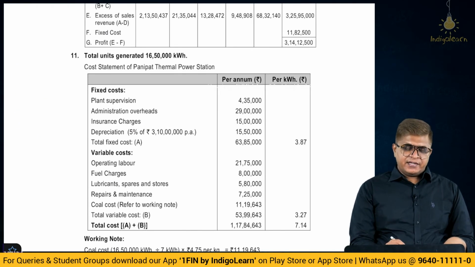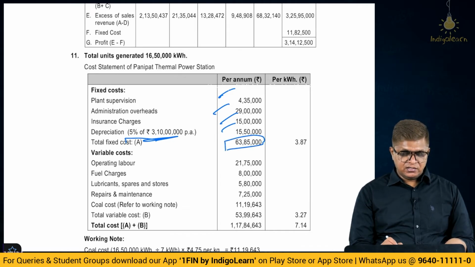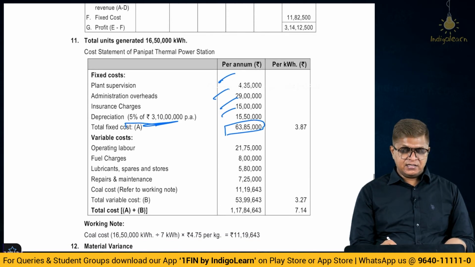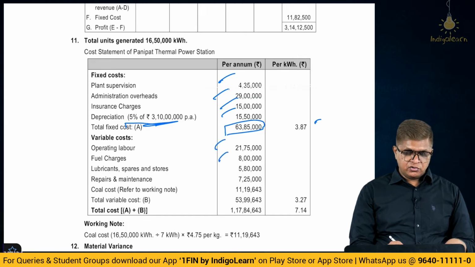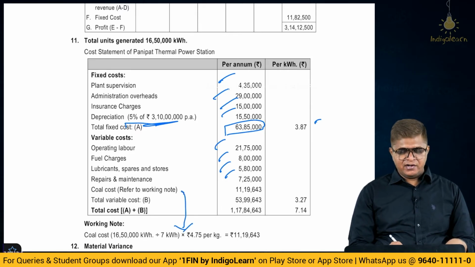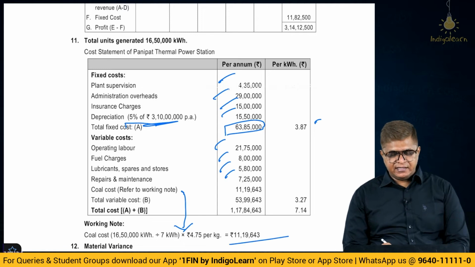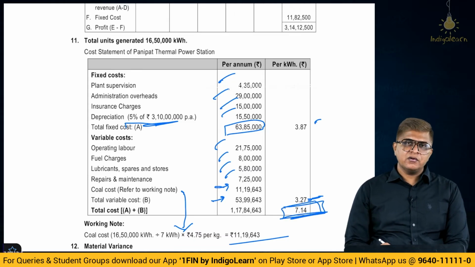So fixed cost they have taken directly: plant supervision, administration, insurance, depreciation 5% of 3 crore 10 lakhs. Total fixed cost comes to 63,85,000, and on a per kilowatt hour basis it is 3.87. Then operating labor, fuel charge, lubricant and spare stores, repair and maintenance. Coal cost, as we were discussing, 16,50,000 divided by 7 into 4.75 comes to 11,19,643. This is the total variable cost, and total cost per kilowatt hour is calculated at 7.14.